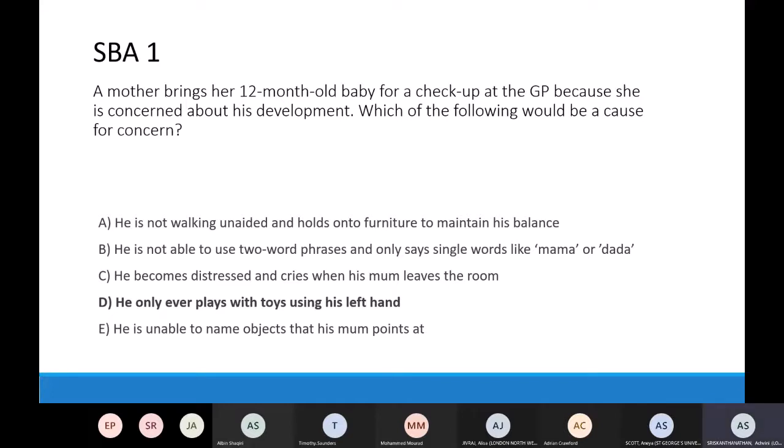If he becomes distressed when the mum leaves the room, and if he's got a bit of stranger anxiety as well, which begins around 6 to 8 months, that's normal as well. And then the last option is he's unable to name some objects, as mum points out. That's normal.